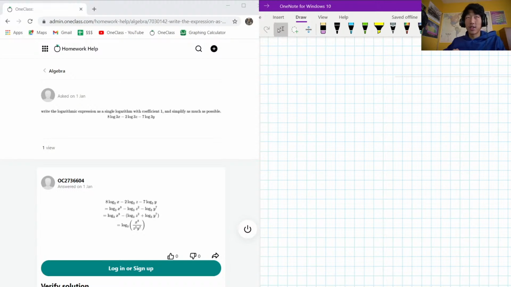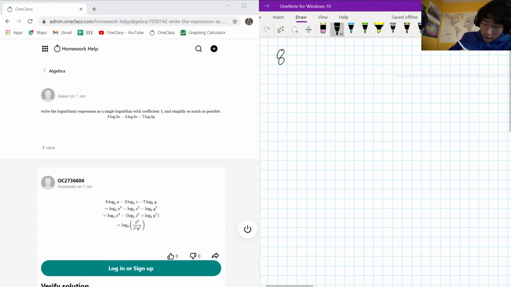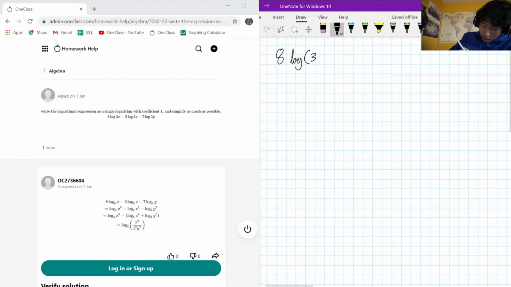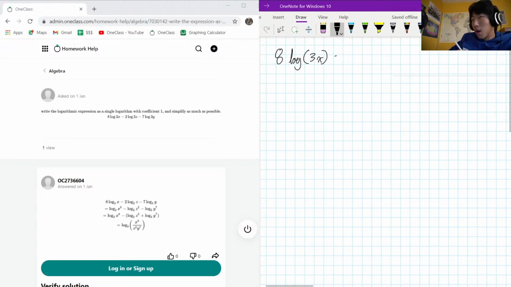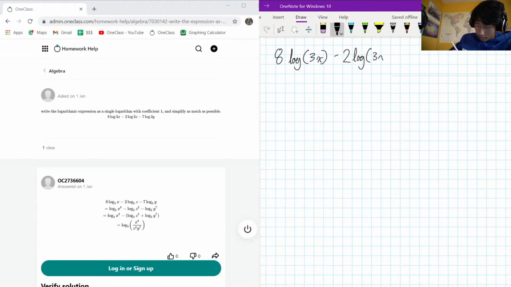Okay, so this is the next question that we got on the menu today. It's asking us, write the logarithmic expression as a single logarithm with a coefficient of 1 and simplify it as much as possible. And what we're given here is 8 log 3x minus 2 log 3x minus 7 log 3y.